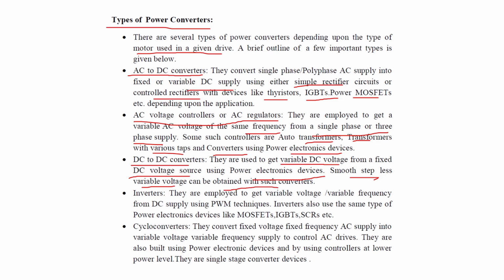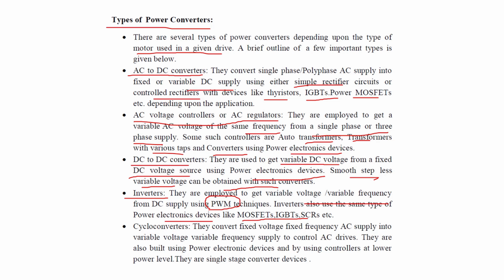Now, an inverter is basically employed to get variable voltage or variable frequency from a DC supply using the pulse width modulation technique, which is PWM. An inverter also uses the same type of power electronics devices like MOSFET, IGBT, SCR, the same as we saw for the AC to DC converter.